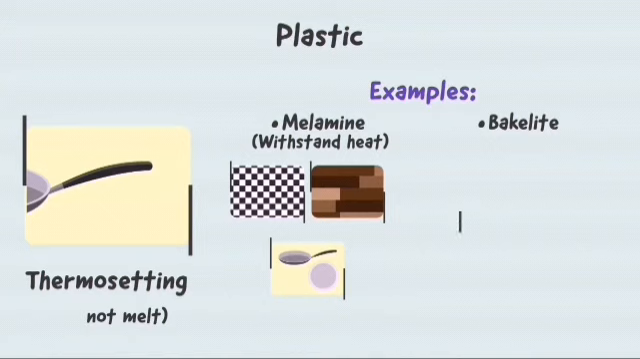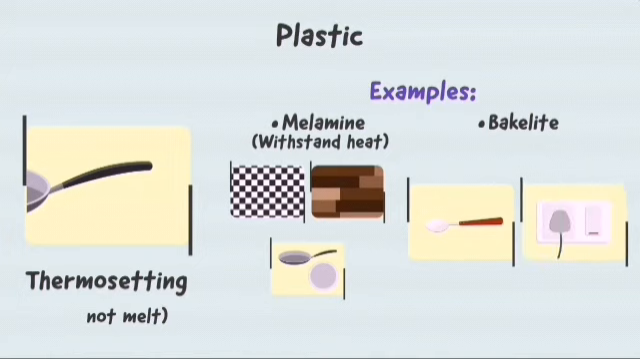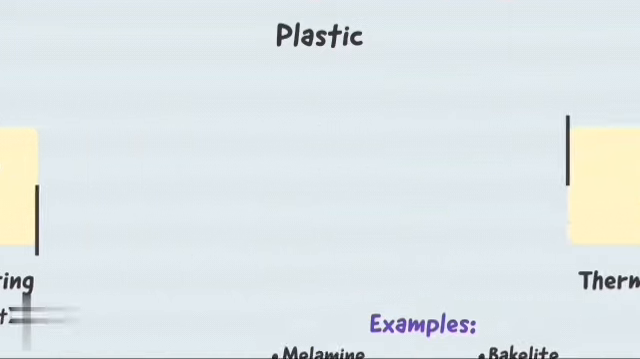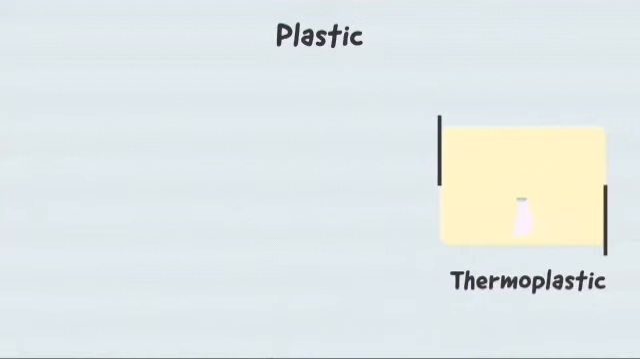Bakelite, on the other hand, is used in making handles of kitchen utensils and switches, as it is a poor conductor of heat and electricity. So that's about thermosetting plastic. What could be the properties of thermoplastic? In contrast to the thermosetting type, it can be molded or simply melted on heating.